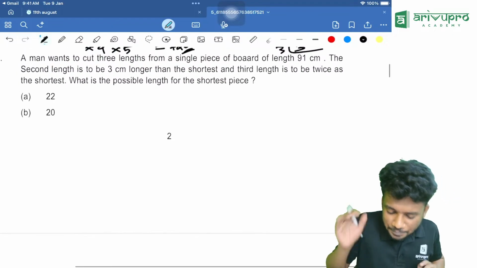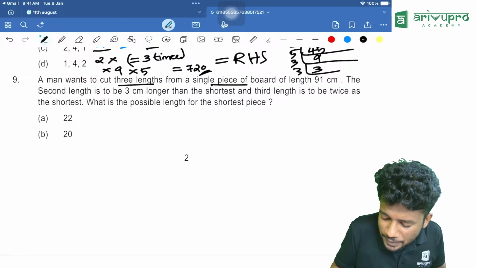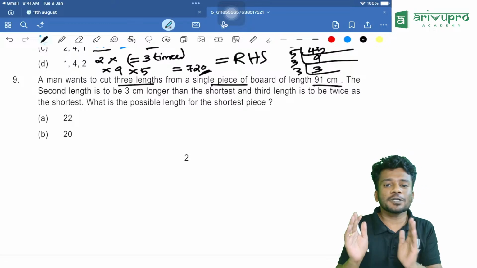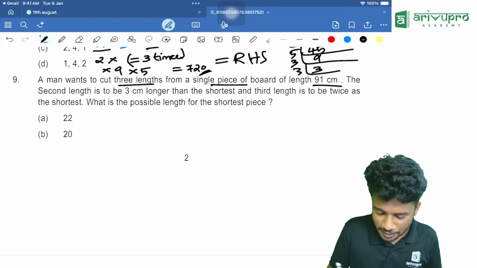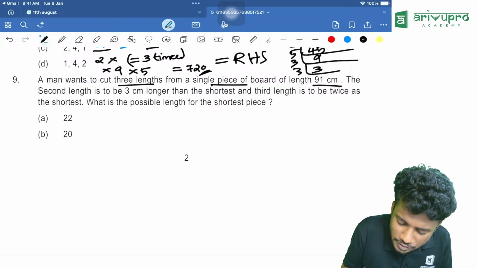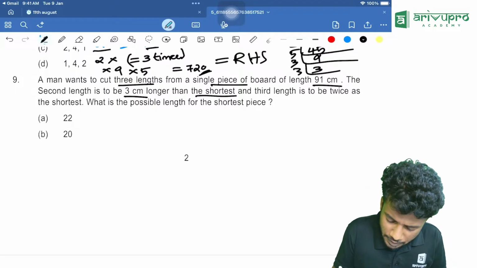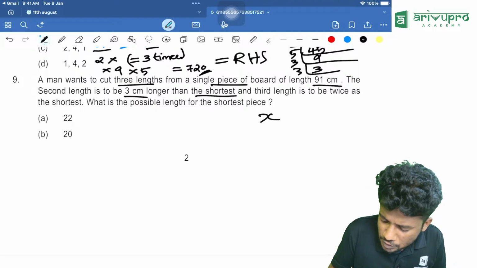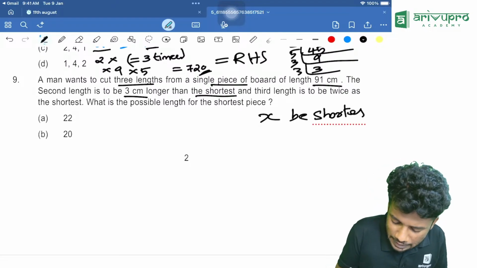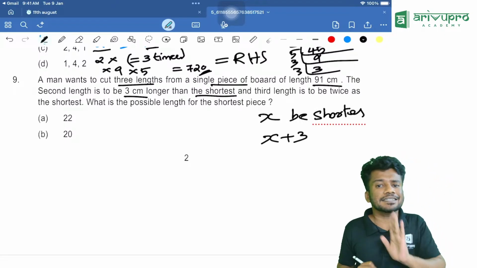Yes. Next one. A man wants to cut 3 lengths from a single piece of board of length 91 centimeters. So we know one thing, the total length is 91 centimeters. Next, the second length is to be 3 centimeters longer than the shortest. Let x be the shortest. Then the second length is equal to x plus 3.